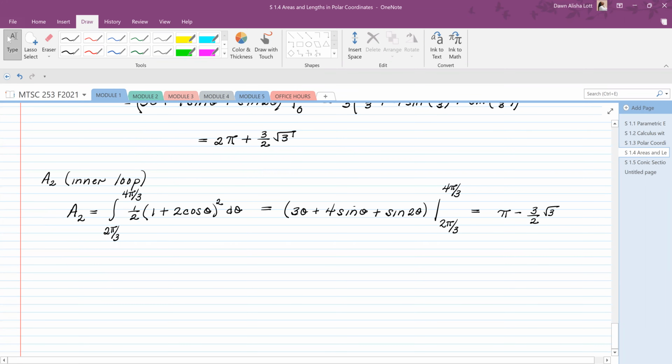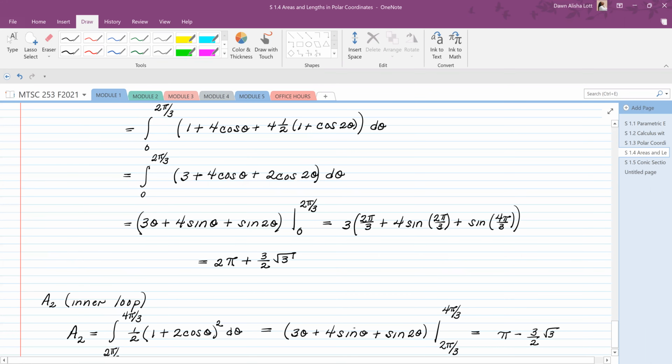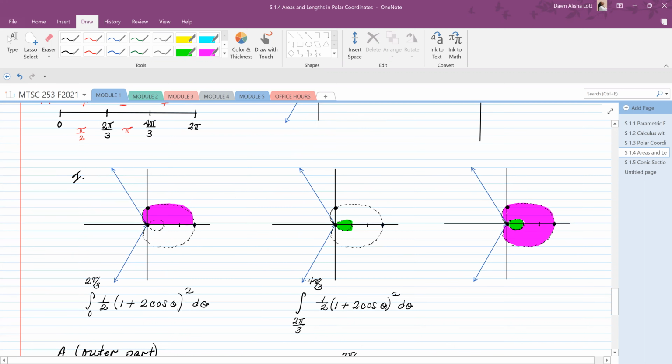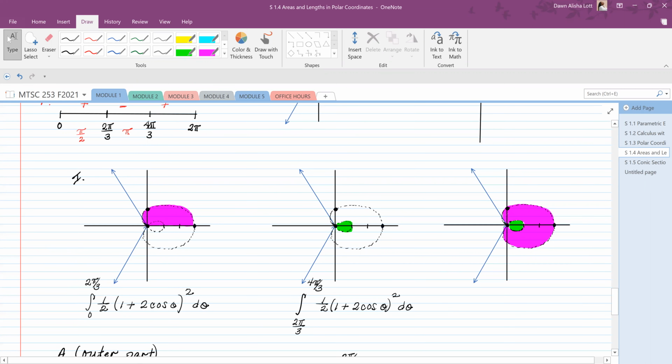So therefore, the area bounded by those loops is the third picture. So that's the area bounded by the loops is just the purple part. I should have maybe done it a different color.